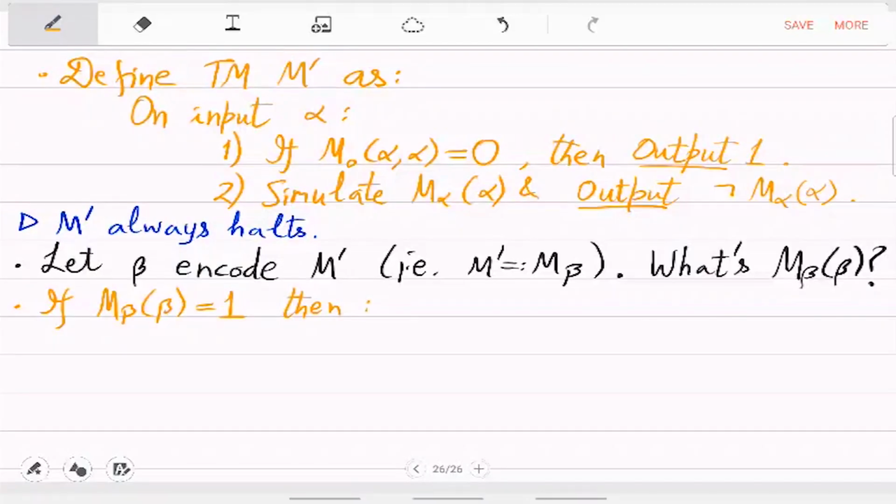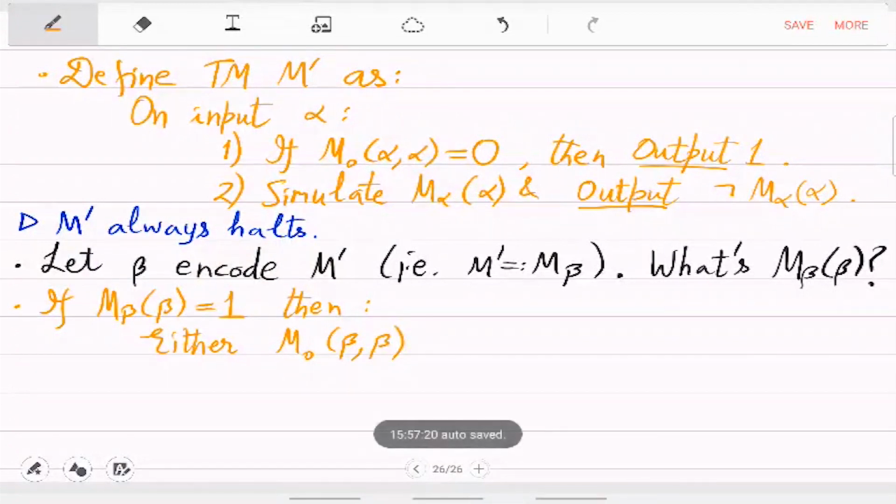So, then it means that either M0 on beta beta is 0, but basically it is saying that either M beta on beta does not halt, which will obviously contradict that M beta beta is 1.